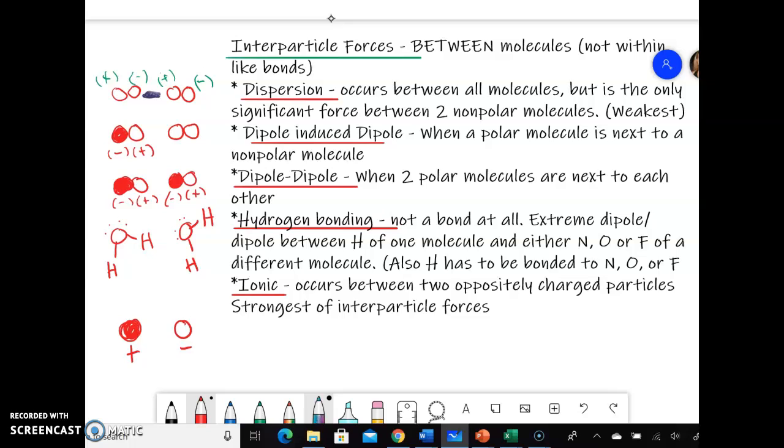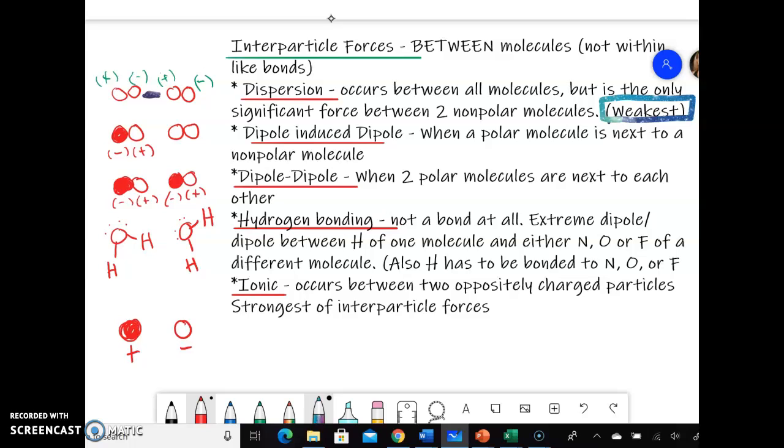Now that only happens for a split second because once the electrons get redistributed, that attraction is gone. But when we talk about a sample of something, there are so many particles in that sample that it's always happening somewhere in the sample. And that, like I said, is the weakest form of interparticle attractions.